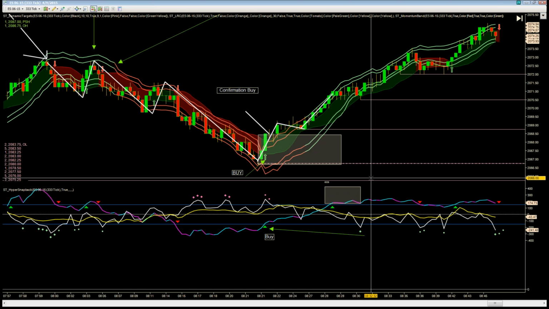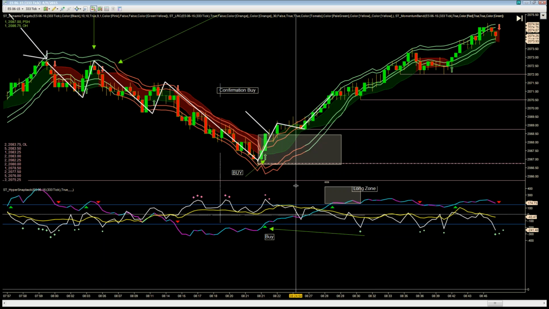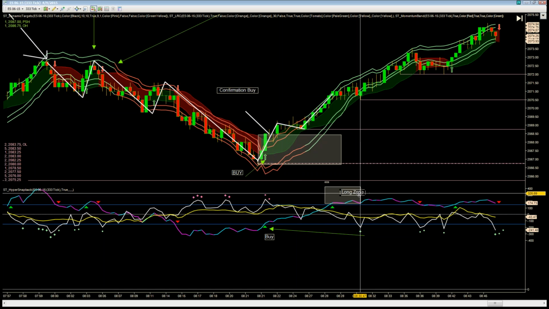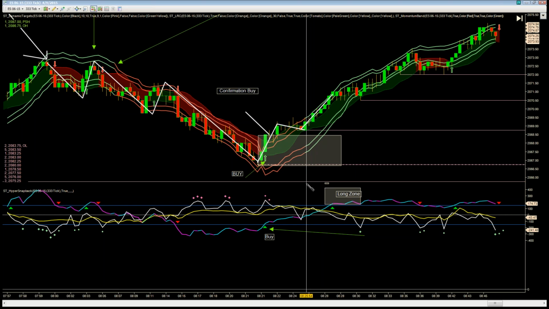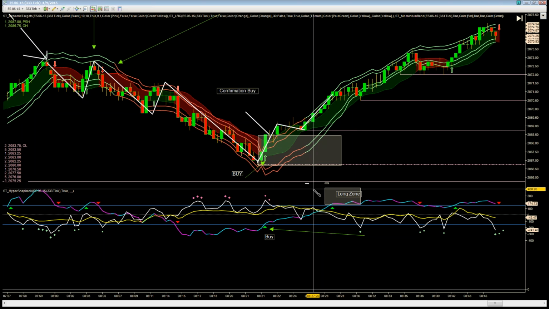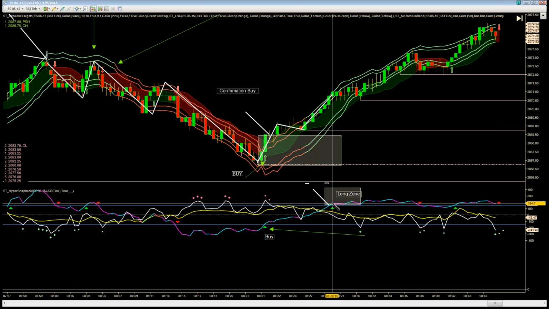So right in this area, we'll make a notation. This is our long zone. There's the signal as it goes over 150 into our long zone.